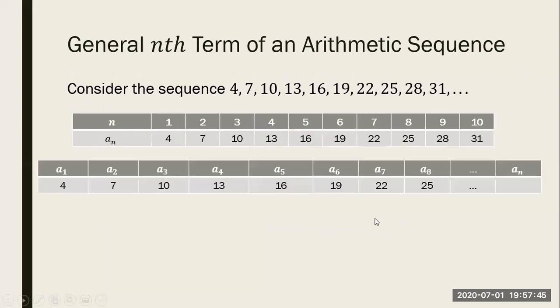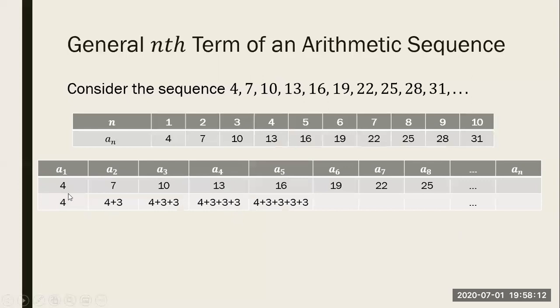Okay, in the next table, inulit lang natin. Pinangalanan natin ang a sub 1, ang first term natin ay 4. Ang second term or a sub 2 ay 7. Inulit lang natin yung pagkakasulat. And then, continuous tayo hanggang sa nth term. Hindi natin alam kung ano na ang nth term. So, ito yung ating problema.